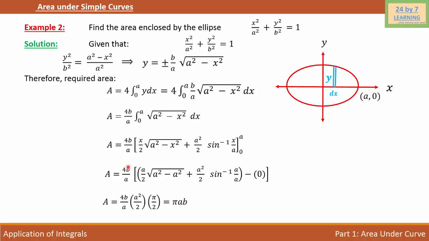If we further simplify, we will get that this part is 0 and only this part is left. So I will write 4b over a, which is here, times a squared over 2, which is over here, and then sine inverse of a over a is sine inverse 1, which is pi over 2, which is over here. If we simplify, we will get pi ab, and this is the area of the ellipse x squared over a squared plus y squared over b squared is equal to 1.